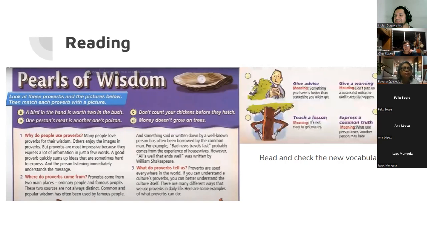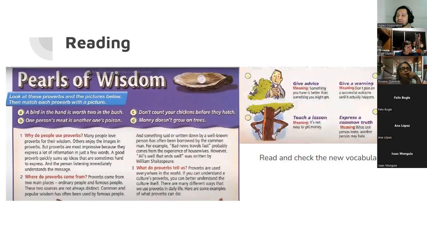El que anda entre la miel algo se le pega. Very good. Another one. Do you know another one? El que madruga. ¿Cómo es? Dios le ayuda. Ajá, exactly. Very good. So, esos son proverbs, right, in Spanish. But we have proverbs in English.